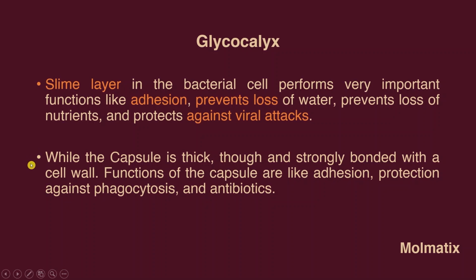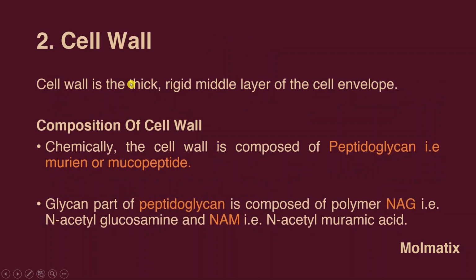Then the capsule. The capsule is thick, tough and strongly bonded with the cell wall. Functions of the capsule are adhesion, protection against phagocytosis, and protection against some types of antibiotics. Then the cell wall. The cell wall is the thick, rigid middle layer of the cell envelope. Then the composition of the cell wall.